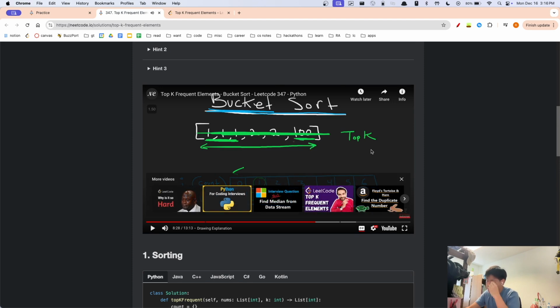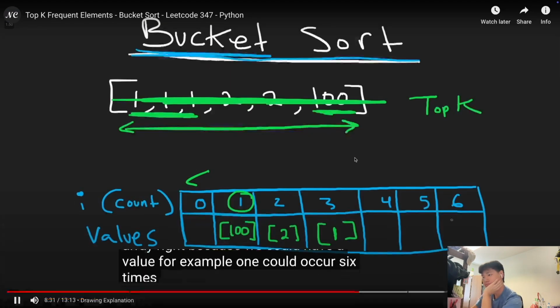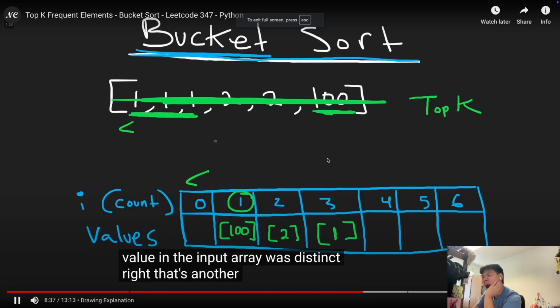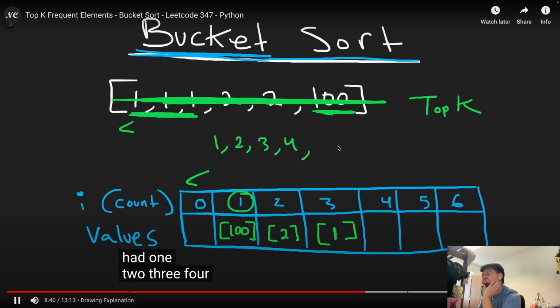Because we could have a value, for example, 1 could occur 6 times. In that case, we'd have 1 over here. Now, what if every single value in the input array was distinct, right? That's another extreme. What if we had 1, 2, 3, 4, 5, 6?